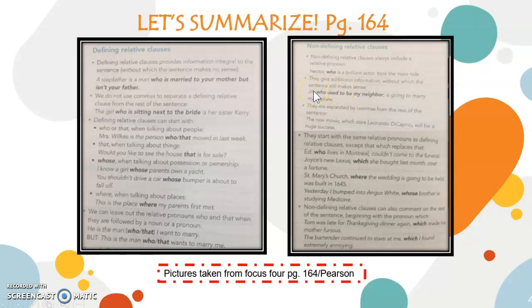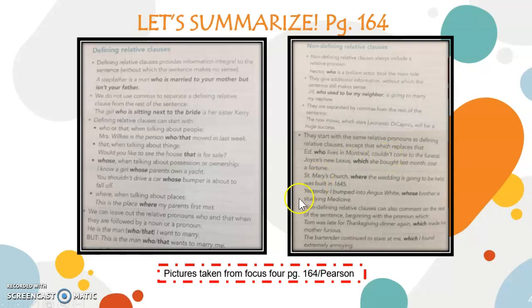If you omit the not required piece of information, your sentence is going to be correct. They are separated by commas. Please highlight this part. They start with the same relative pronoun as defining relative clauses, except that which replaces that. Please highlight which replaces that. In non-defining relative clauses, we cannot use that.